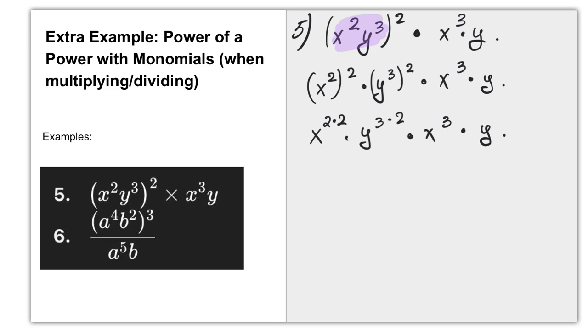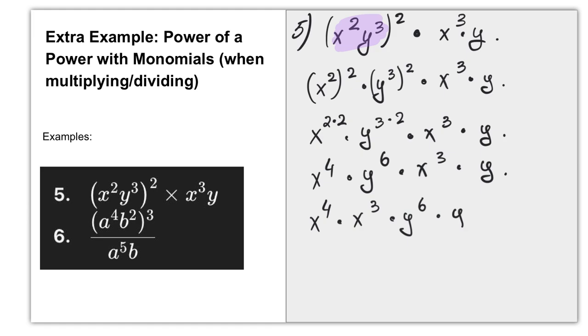All right, here we are. So x to the fourth power, right, times y to the sixth power times x to the third power times y. So now let's get the same terms together, same bases together. x to the fourth power times x to the third power times y to the sixth power, moving the y to the other side. Don't forget it's 1 in here.